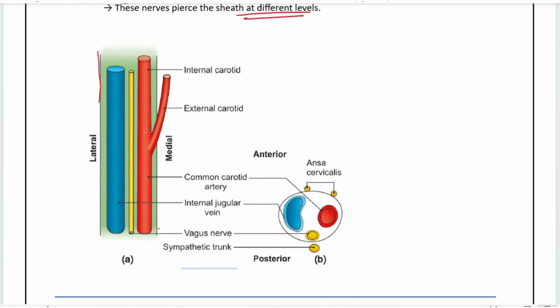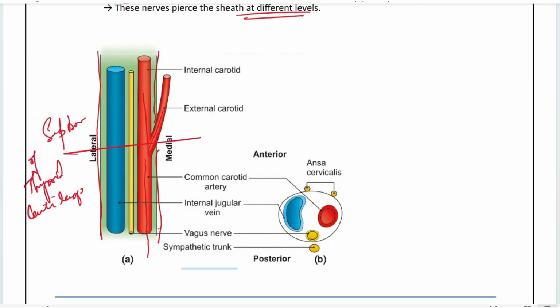Okay. Now this is your carotid sheath that's enclosed in green. We have the common carotid artery that is moving upwards, and then it branches into the internal and external carotid artery at the superior border of thyroid cartilage. Okay, here we have the branching. Then we have the internal jugular vein.